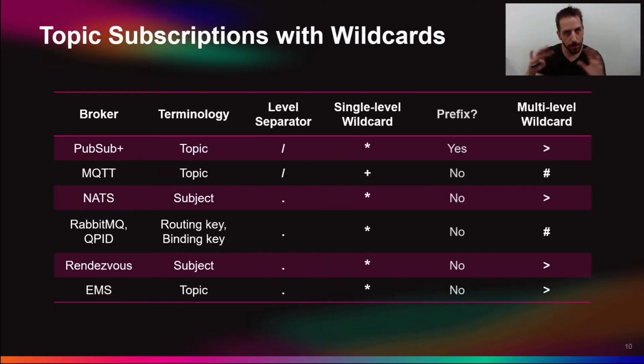So in terms of our smart topics, our dynamic hierarchical ones, I made a little table here to show how they're actually quite similar. The terminology is a little bit different. NATS, they call it a subject. In RV, they call it a subject as well. The level separator between levels can vary. In PubSub+ and MQTT, we use a slash. NATS, Rabbit, Rendezvous, etc., they use a dot as their level separator.